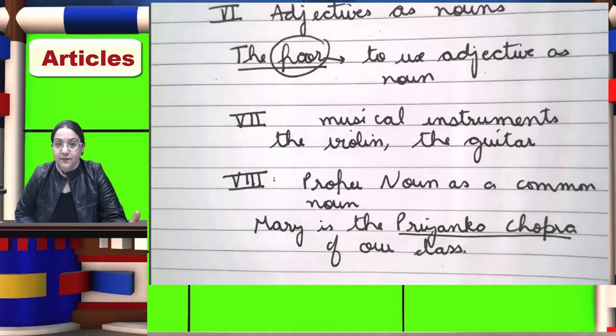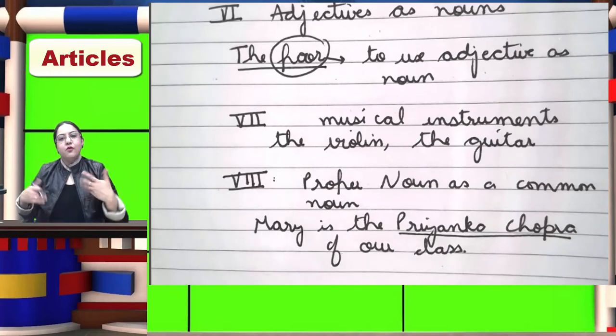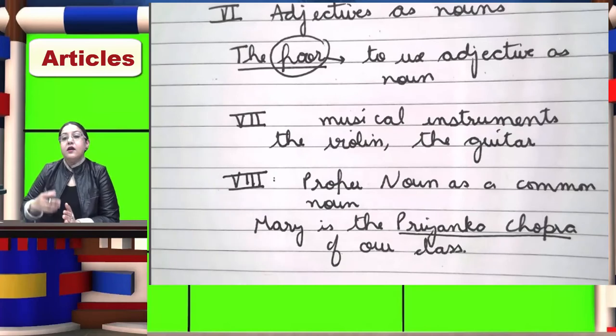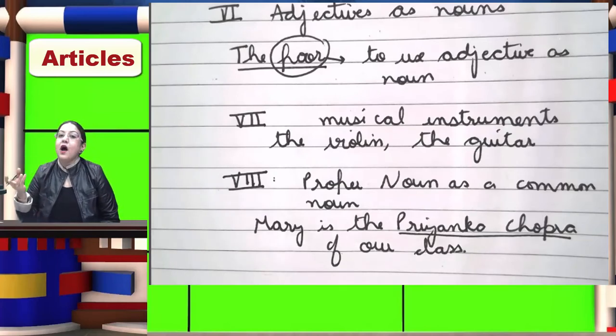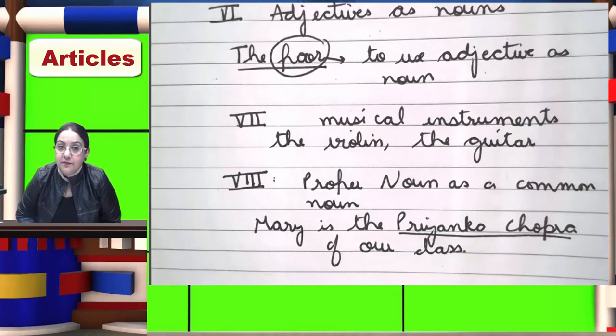When boys are playing cricket and there is a boy who is a very good batsman, what do we say? That he is the Sachin of our cricket team. We can have many more examples like this, wherein a proper noun is used to represent a class of people. So this is all we had about the article the. Why the is a definite article and why a and an are indefinite articles, I hope this must be clear to you.